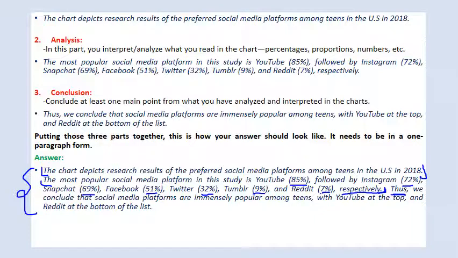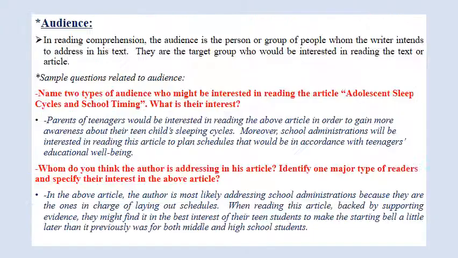Thus, we need to have those words. Thus, we conclude that social media platforms are immensely popular, extremely popular among teens, with YouTube at the top and Reddit at the bottom of the list. So, my topic sentence, my analysis, and at least one conclusion I have made. I've come up with a conclusion that they are immensely popular. If 85% of teens use YouTube and 72% use Instagram, etc., it means it's immensely popular. That's the biggest majority. Okay?